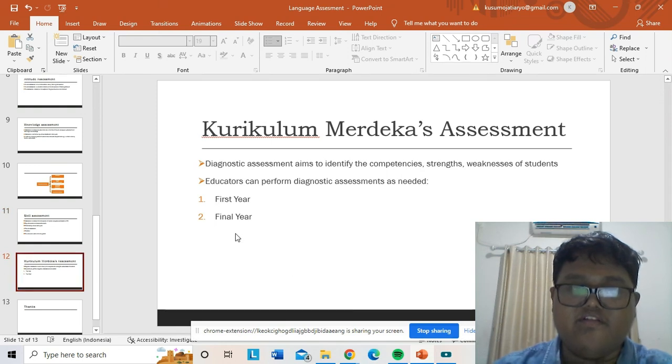Knowing about the curriculum assessment. Diagnostic assessment aims to identify the competencies, strengths, and weaknesses of students. Educators can perform diagnostic assessment as needed from the first year or the final year.